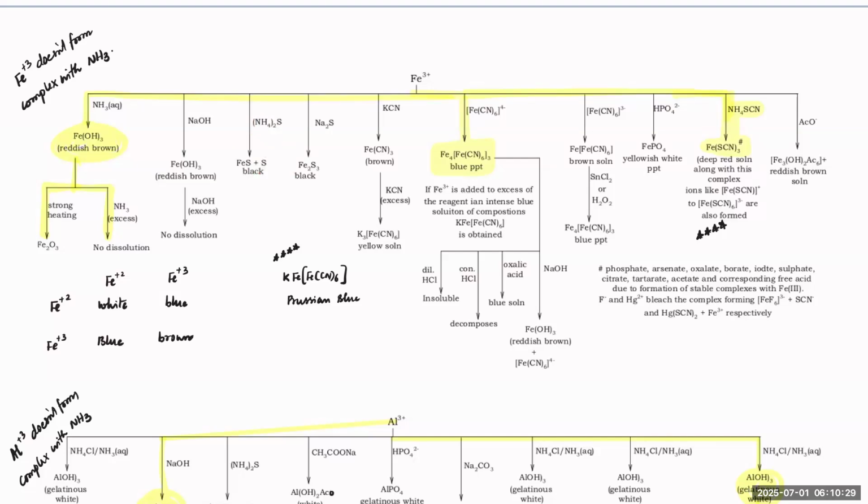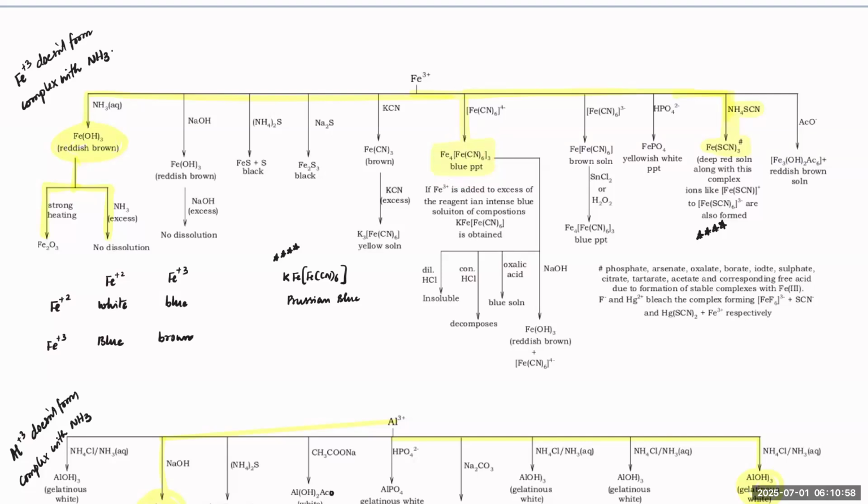Now with KCN, it will become Fe(CN)3, which is a brown color substance. With excess KCN, it will become a complex, which is yellow color. Next, Fe+3 and Fe+2. Here it is Fe+2. That will become Fe4[Fe(CN)6]3. Now this is a blue precipitate, which is called Prussian blue. This is a Prussian blue precipitate.